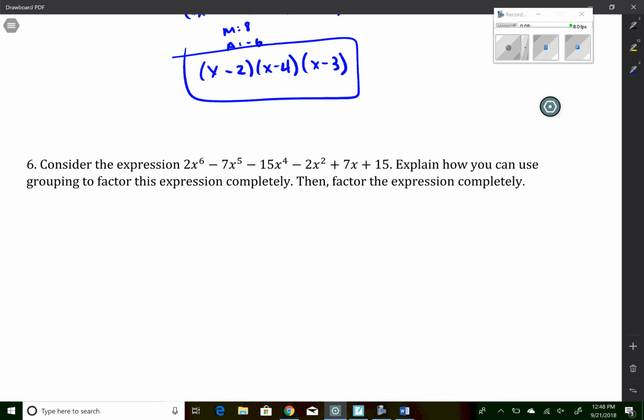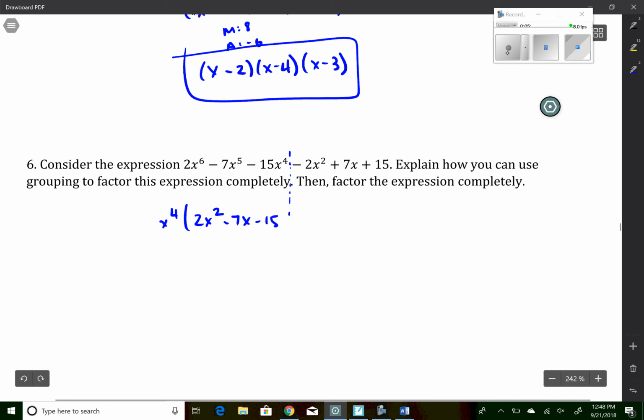Next expression, how can we group these? I would group these into two groups of 3. That's my explanation. Factor out your GCF, x to the 4th, leaving me with 2x to the 2nd minus 7x minus 15, and a negative 1, giving me a 2x to the 2nd minus 7x minus 15.